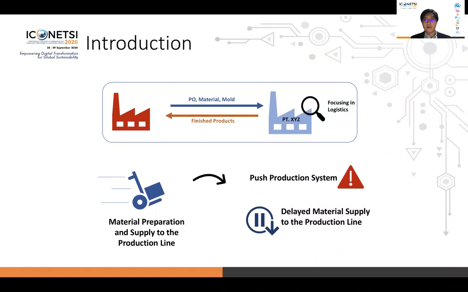They deliver the finished injection molding product to the client in approximately 1 week. This research was conducted in the injection molding department with a focus on logistics. After thorough examination, several issues were found in the material preparation and supply to the production line, which result from the push production system, leading to delayed material supply to the production line. It has caused inefficient material distribution within the injection molding department.